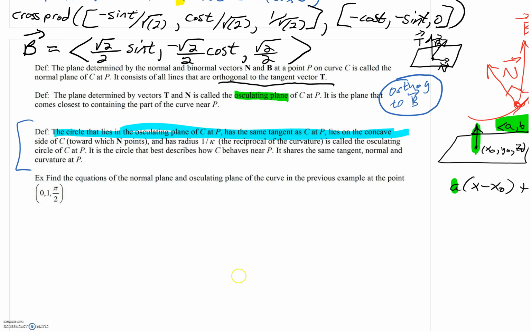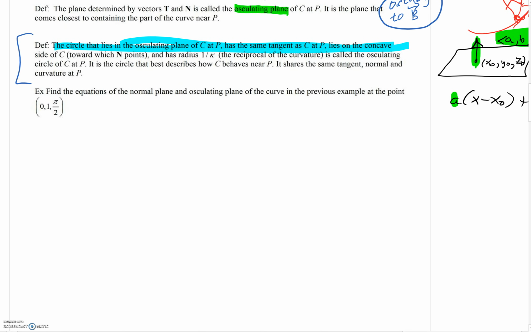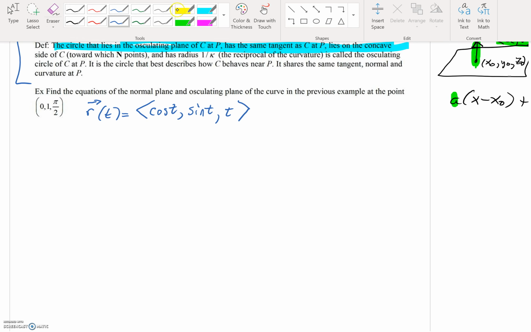So let's jump on in and take a look at an example here where it says find the equations of the normal plane and the osculating plane of the curve in the previous example. First of all, a few reminders. As we're looking at this previous example, the curve in question was cosine of t for our x component, sine of t for our y component, and t for our z component.